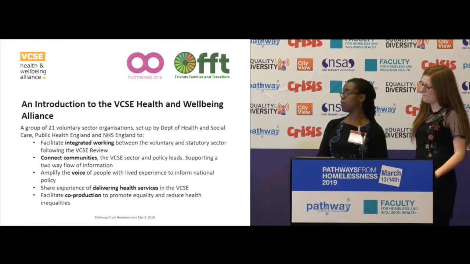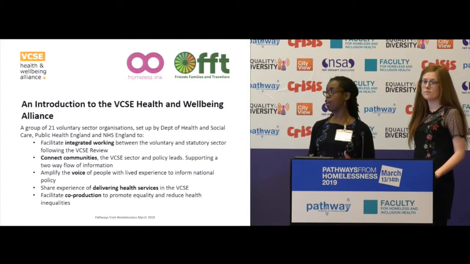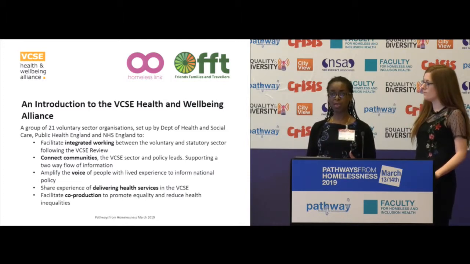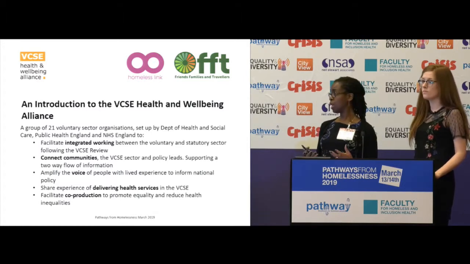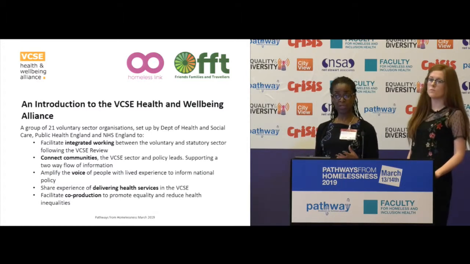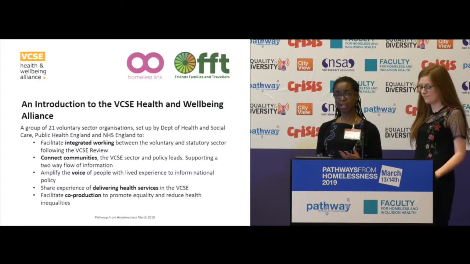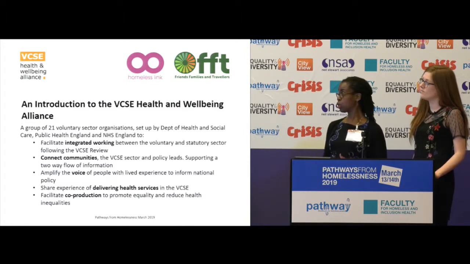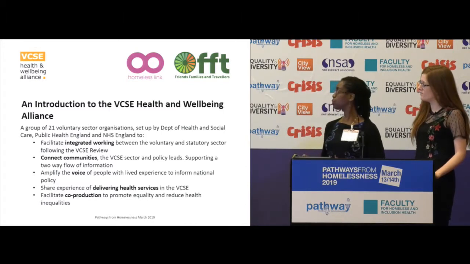So the Health and Wellbeing Alliance was set up by the Department of Health, Public Health England and NHS England. 21 charities have come together to work closely with health and look at integrated working across the piece, bringing the charitable sector closer to health, sharing information, trying to connect communities, having people with experience in the room and their voices front and centre in the work we're doing together with health, looking at how we can deliver health in the voluntary sector as well, and the key co-production piece that we do alongside our partners to reduce health inequalities as our ultimate goal.